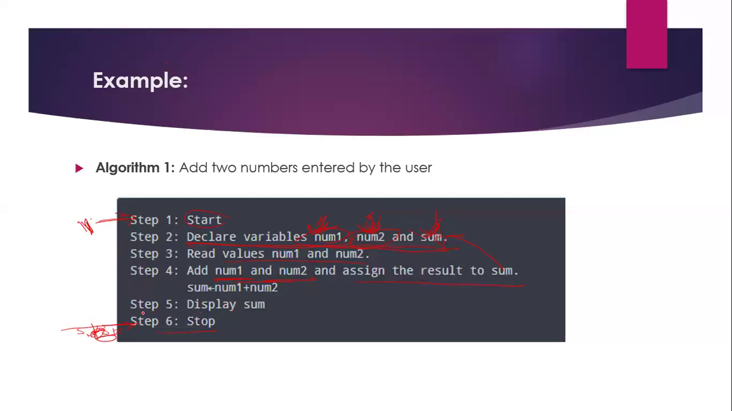After that, in the fifth step, we have to display the summation. This is the solution, because the user wants to add these two. So we have to display the final solution for the user. That's why we have to display this summation.